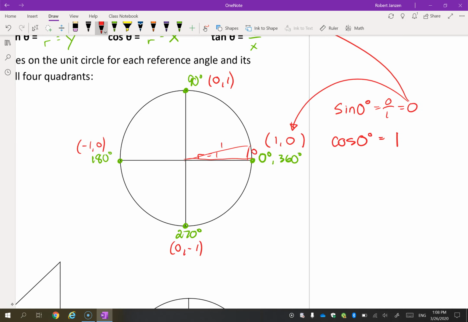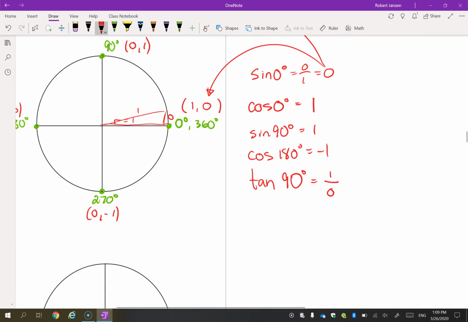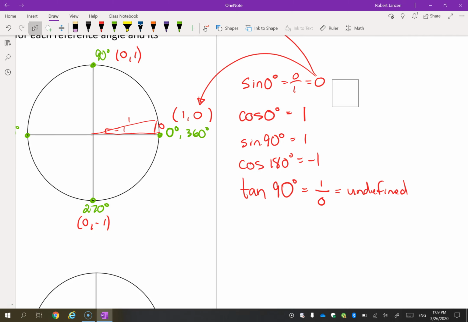Trying a few more of those. What would sine of 90 be? 1. What would cos of 180 be? Negative 1. And let's try a tan. Let's try tan of 90 degrees. It's the y value divided by the x value. What's 1 divided by 0? Undefined. Now, I'm going to give you a few of those to practice shortly, but let's look at a couple other significant angles.